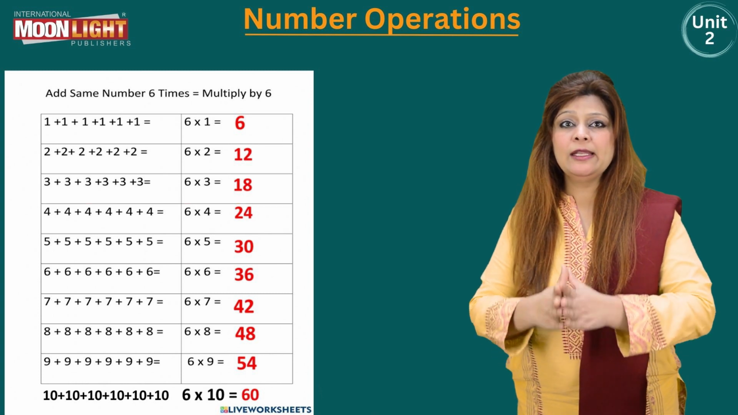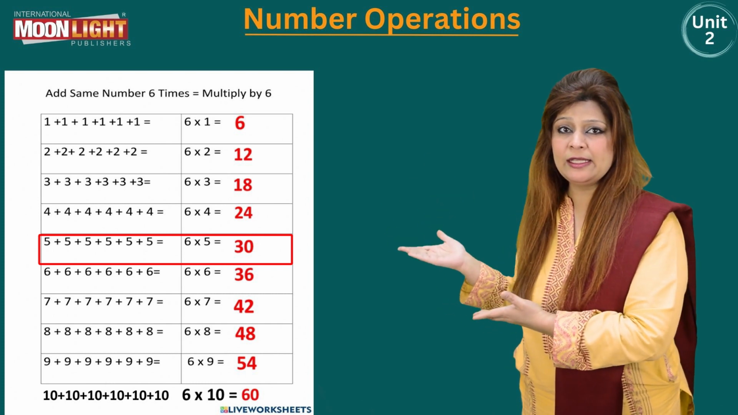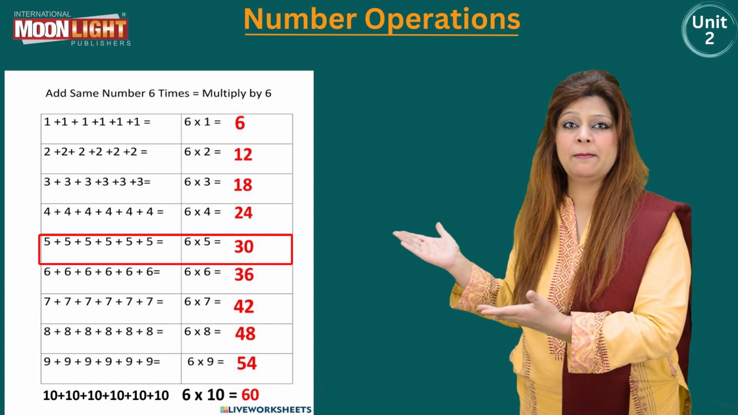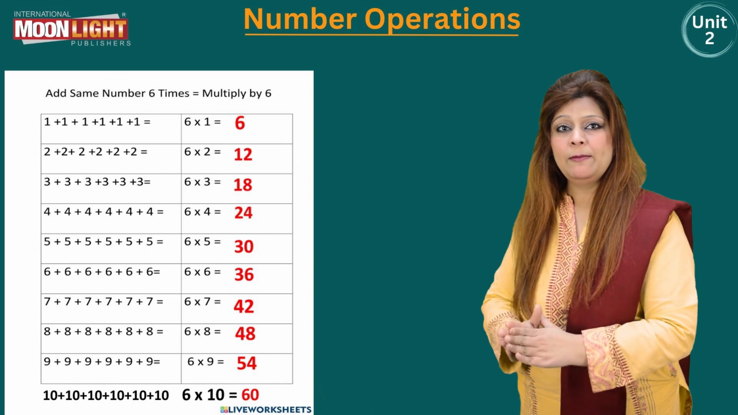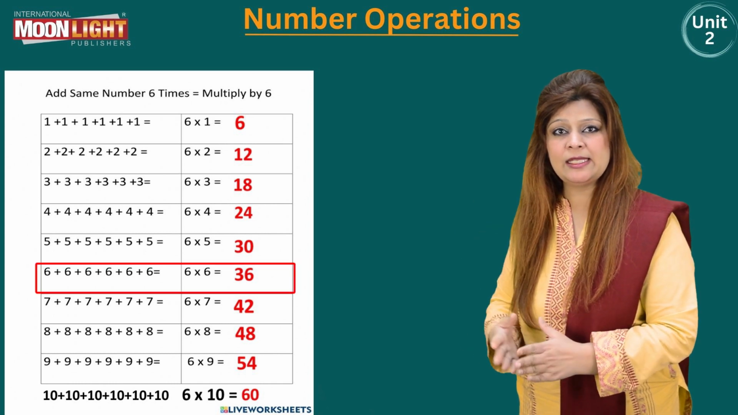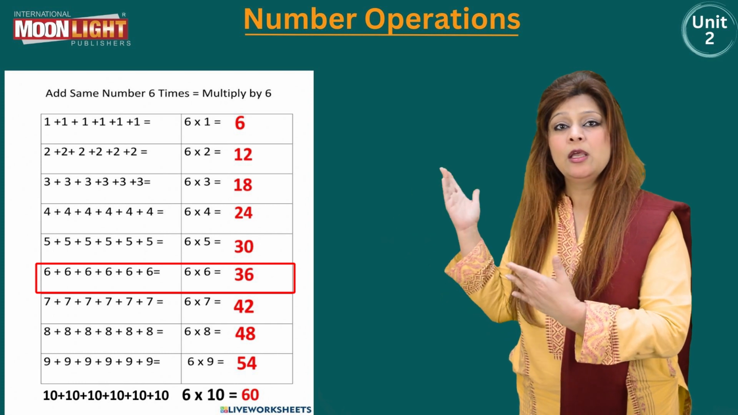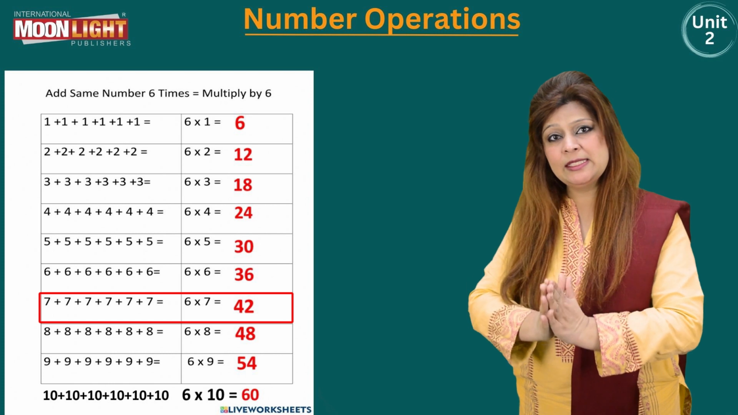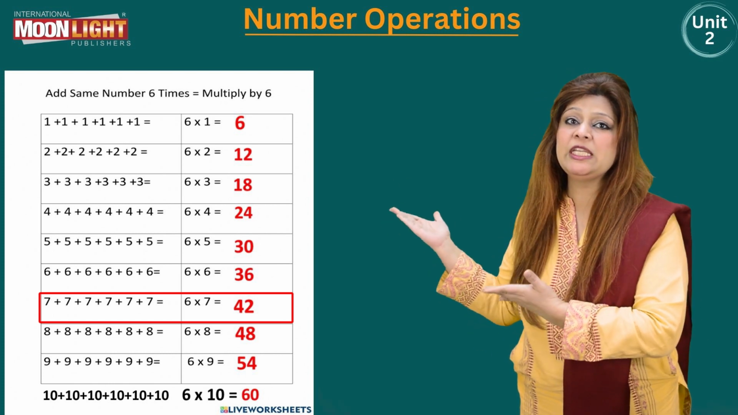Now I am going to add the number 5. You can see the number 5 over here. I am going to add this number 5 how many times? Again 6 times. So to get 6 5's are 30. Now I am going to add the number 6 again 6 times to get 6 6's are 36. Now I am going to add the number 7. How many times? Again 6 times to get 6 7's are 42.